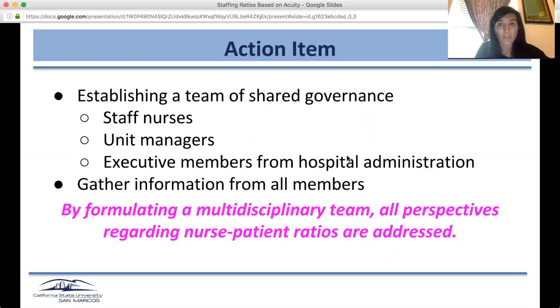It also allows for staff nurses to understand managerial roles and the barriers that they face. Including hospital administrators can provide information regarding hospital resource allocation and financial constraints that staff nurses may not be aware of. By formulating a multidisciplinary team, all perspectives regarding nurse-patient ratios are addressed.